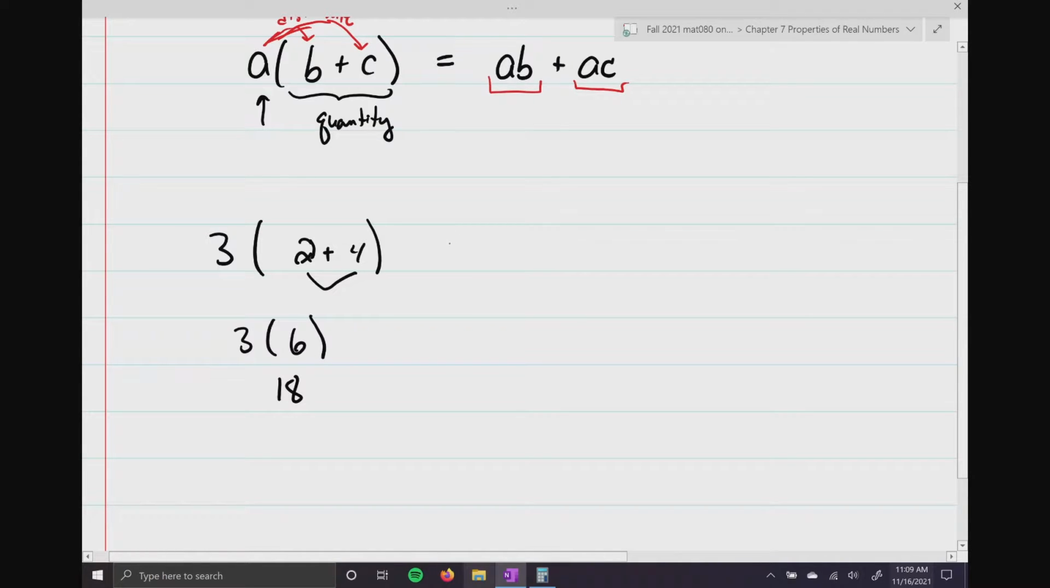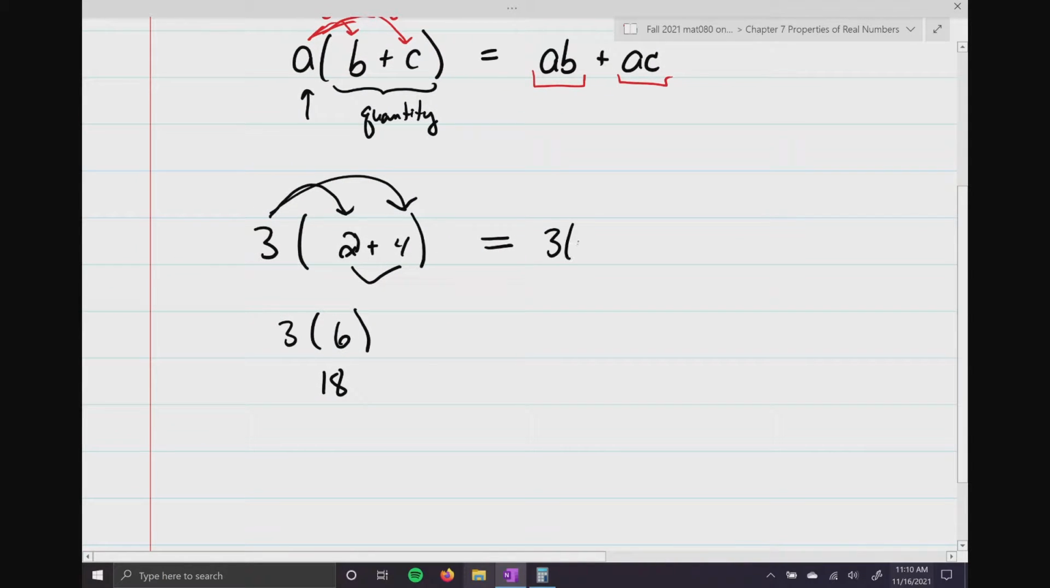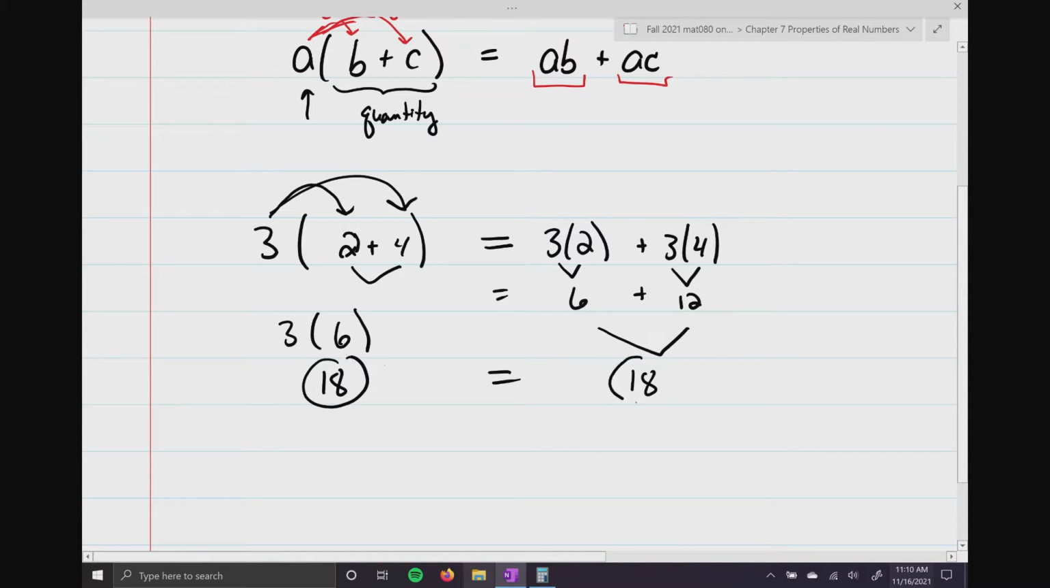Well, according to this distributive property, there's another way that I can do this problem, okay? I can take this 3 and distribute it to both of these terms. In other words, instead of taking 2 plus 4 first, what I can do is take 3 times 2 plus 3 times 4. And now, if I take 3 times 2, which is 6, plus 3 times 4, which is 12, and add them together, notice I still get 18. So we call that the distributive property, okay?